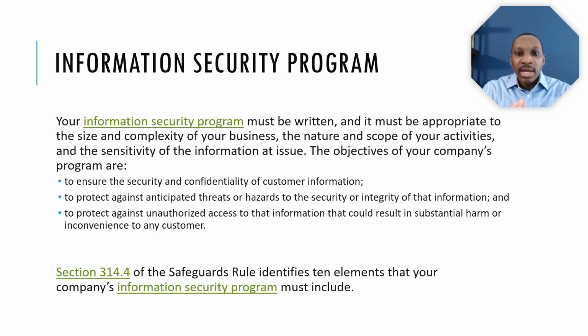Okay, so now we've gotten to the meat of the FTC Safeguards Rule, the Information Security Program. So let's read through this. Your Information Security Program must be written, which is why it's called the WISP, or Written Information Security Plan, and it must be appropriate to the size and complexity of your own business, the nature and scope of your activities, and the sensitivity of the information at issue.